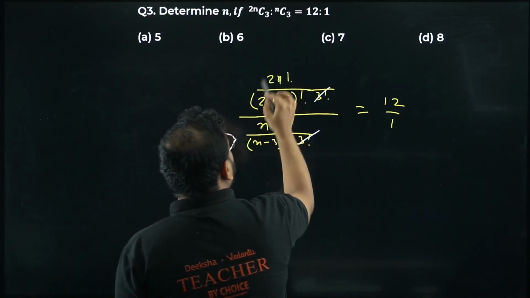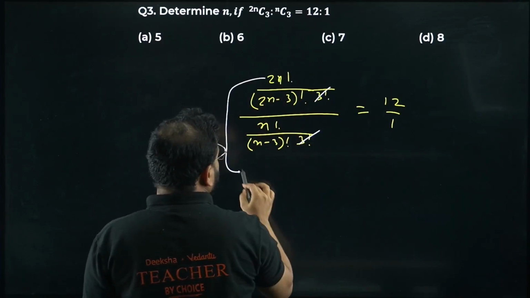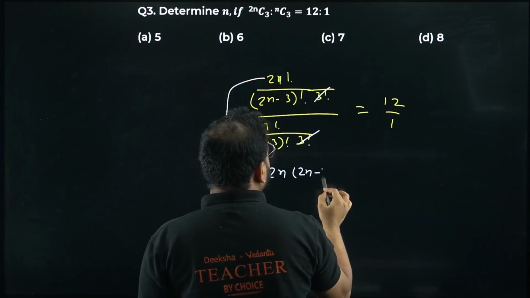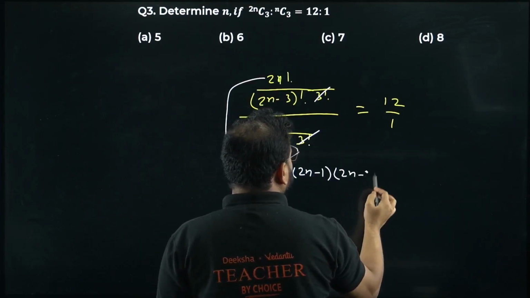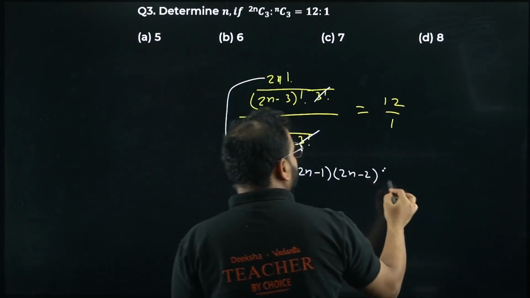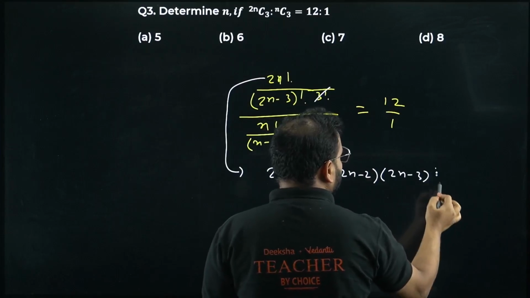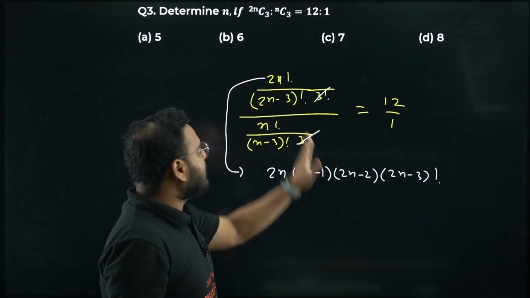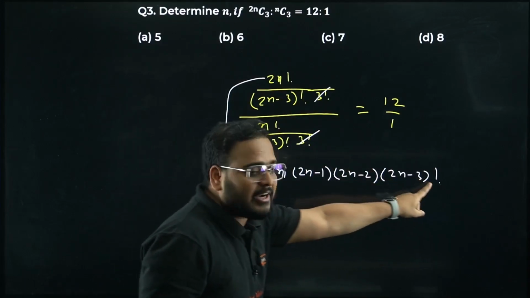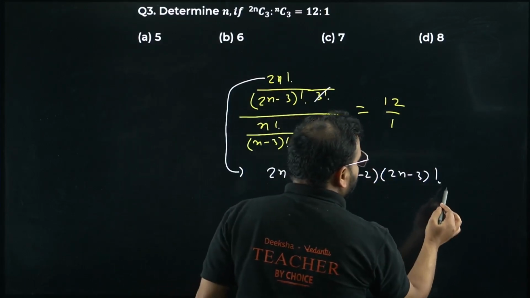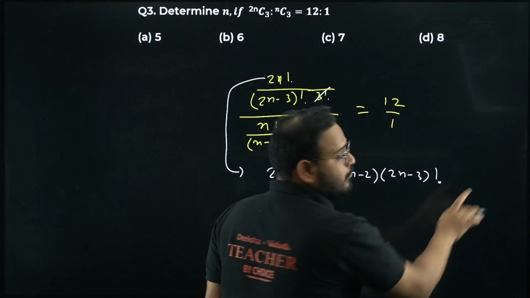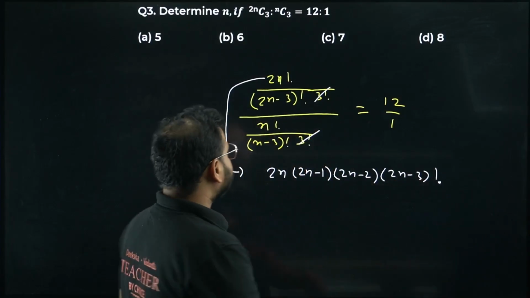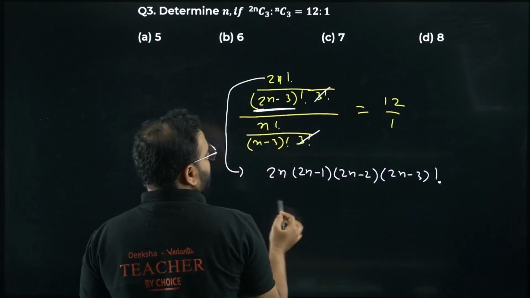Now I'm going to expand the numerators. So I'll have this as 2n times 2n minus 1 times 2n minus 2 times 2n minus 3 factorial. That's how I can expand this factorial. I can write this 2n minus 4 like that till 1, but I don't have to do that. Simply 2n minus 3 factorial is good enough, right? Why? Because I have the same thing in the denominator.